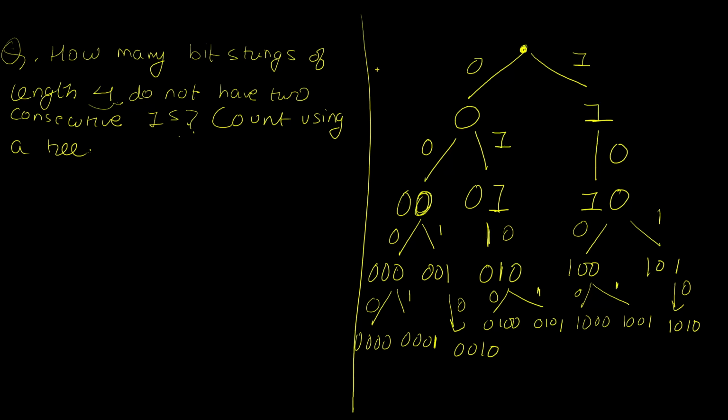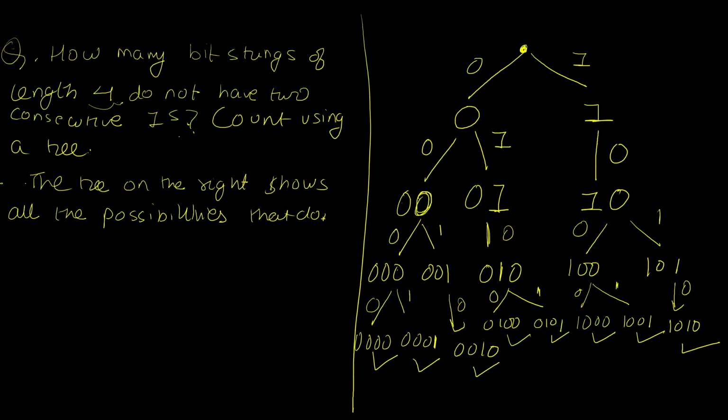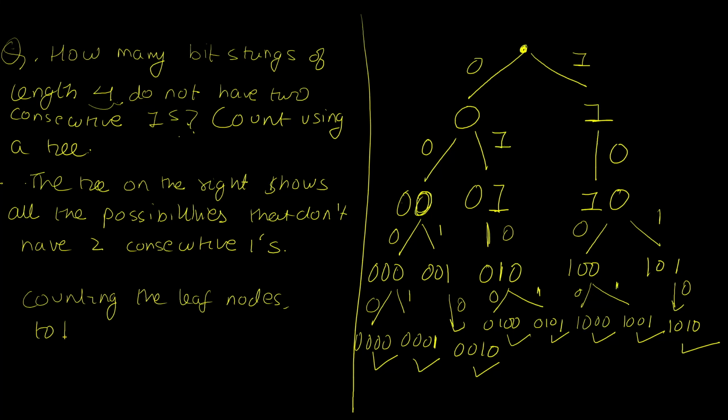So when I've drawn this tree, I've effectively counted everything that my question needs. The number of bit strings of length 4 is equal to the number of leaf nodes in this tree: 1, 2, 3, 4, 5, 6, 7 and 8. So you can just mention in language, the tree on the right shows all the possibilities that do not have 2 consecutive 1s, and we can simply count the leaf nodes. The total possibilities is just equal to 8.